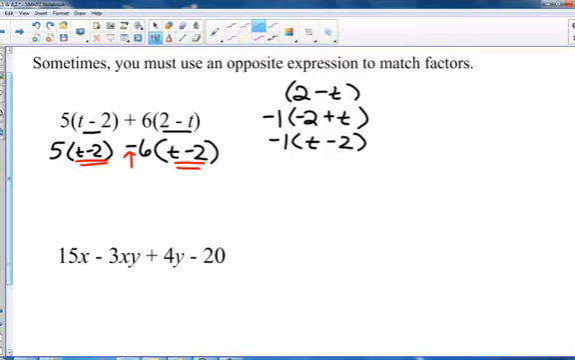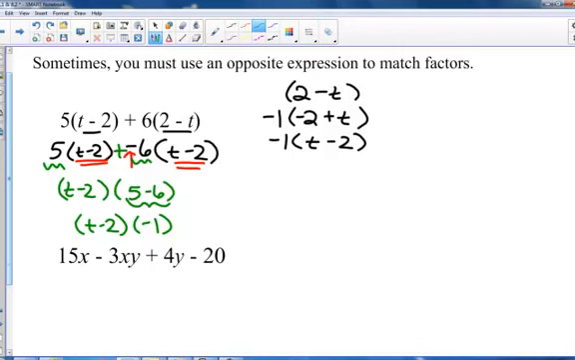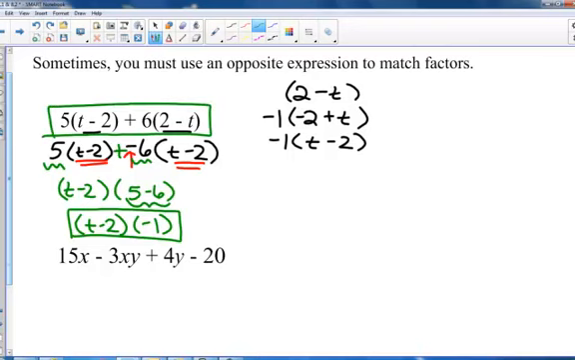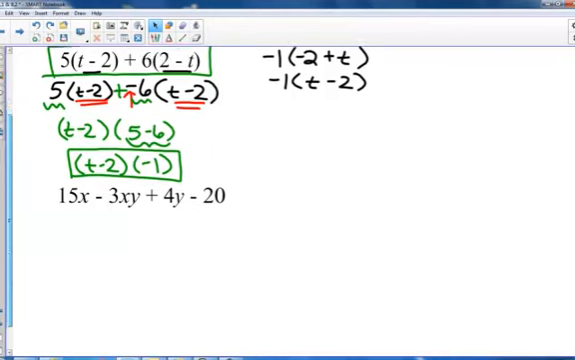I can keep a plus in the middle if that's more helpful, plus a negative. And now I'll take out the t minus 2. And left over, we have 5 minus 6. Now, this is simplifiable, so we should simplify it. t minus 2 times -1. That's our factored form with our parentheses. This is our initial problem. They're the exact same. If you FOIL them or distribute them out, you'll get the same exact final answer.